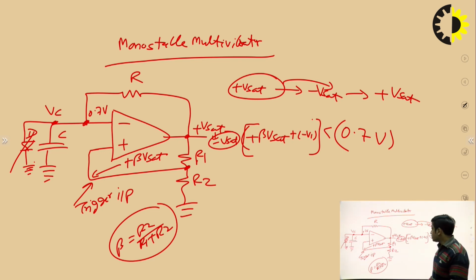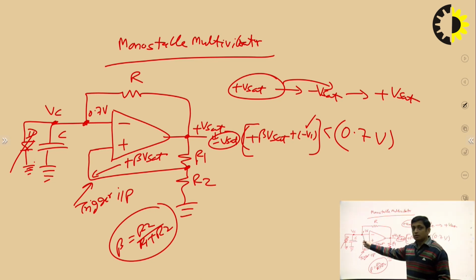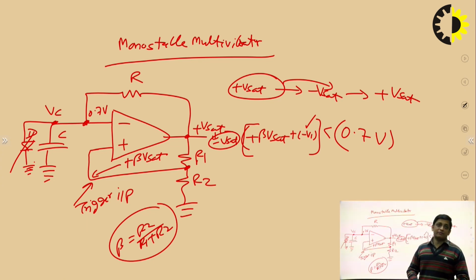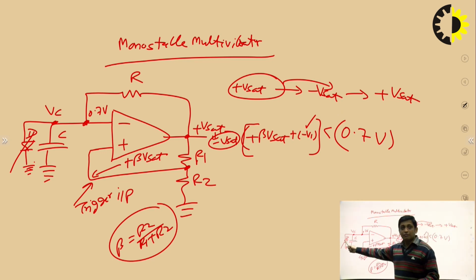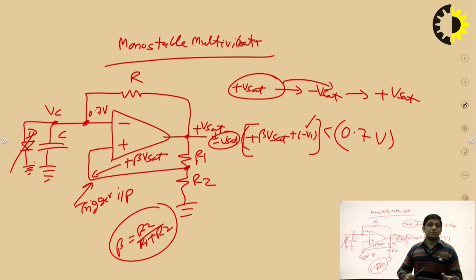It goes from plus Vsat to minus Vsat only when we apply the trigger input at the non-inverting terminal. And the magnitude of the trigger input should be such that the right hand side, that is 0.7 volts, should be greater than the left hand side. Only then the voltage at the inverting terminal will be greater, and then the output will come to minus Vsat. And once the output comes to minus Vsat, diode D will be reverse biased. It will be off, meaning capacitor C will start discharging, meaning Vc will be decreasing.